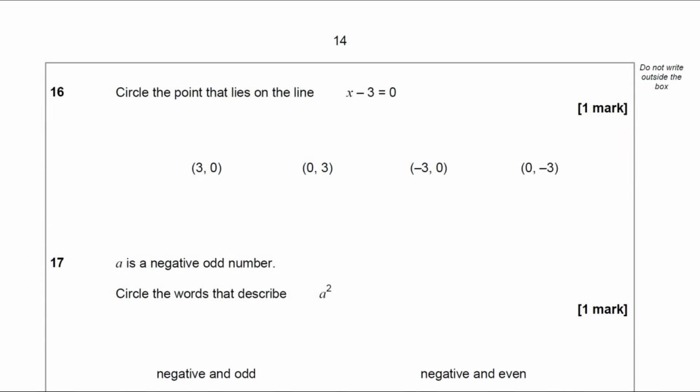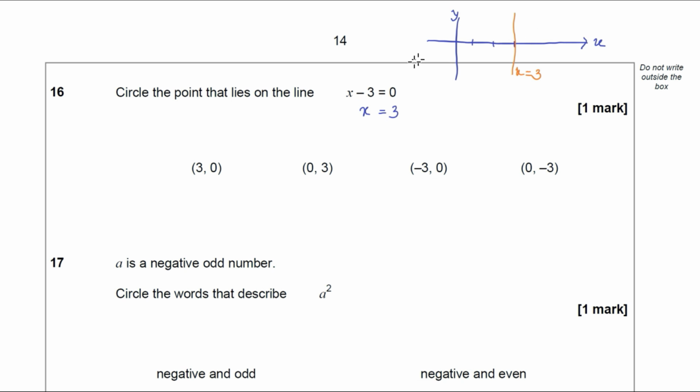Question 16. Circle the point that lies on the line x minus 3 is equal to 0. Do you know where the line is? On the Cartesian coordinates. So if I have the Cartesian coordinate like this, this is the y-axis and this is the x-axis, then x minus 3 is equal to 0. It's actually the same line as x equal to 3. So x equal to 3 is here. 1, 2, 3. This is the line x equal to 3.